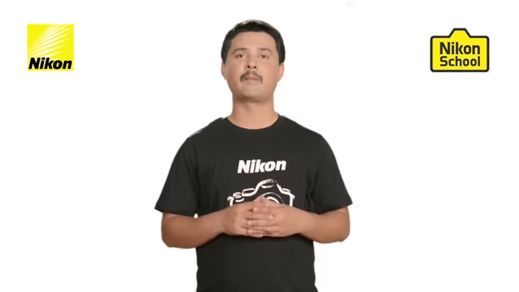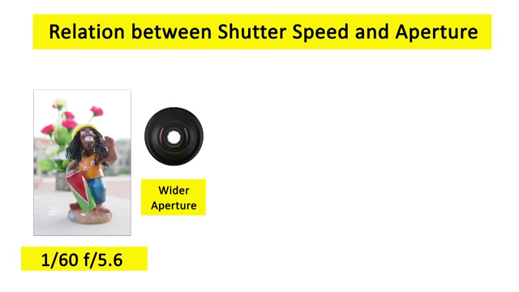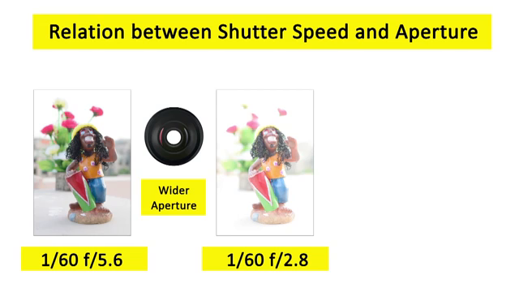Now let's take the same image again. Here you can see an image wherein the background is slightly defocused. If you want to defocus the background further, or want a very good shallow depth of field, you need a wider aperture, that means a smaller f number. A smaller f number of f2.8 is good enough to give you a very good shallow depth of field. Hence at shutter speed 1/60th of a second and aperture f2.8, you will get a very good shallow depth of field, but the exposure is overexposed.